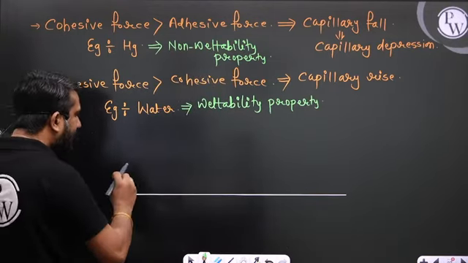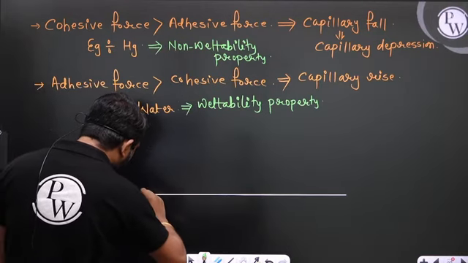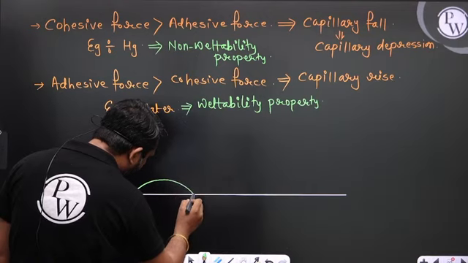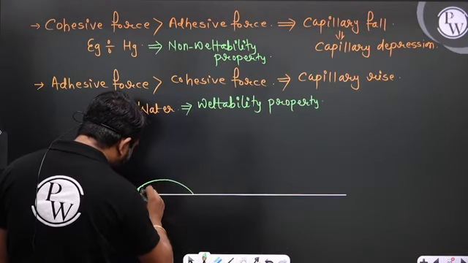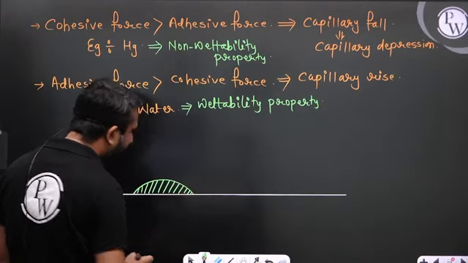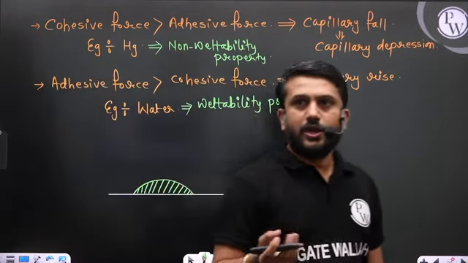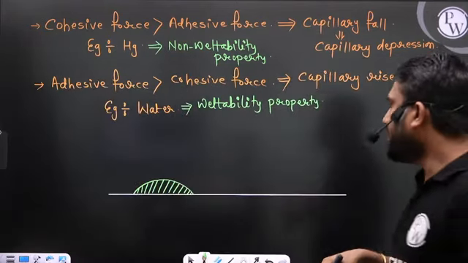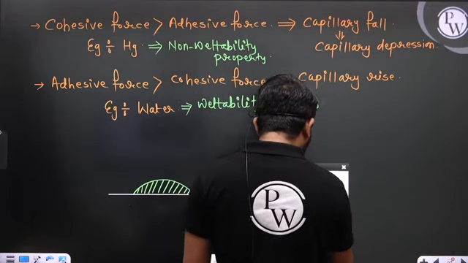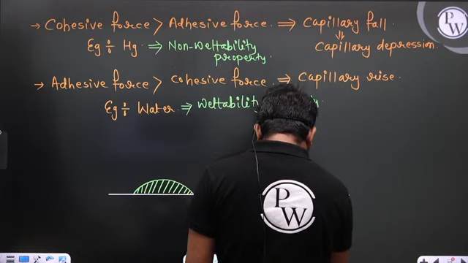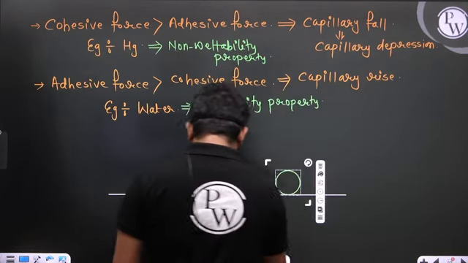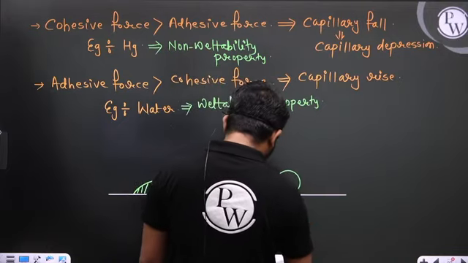So if you see the drop of water, beta, your drop of water is spread like this. Whereas if you drop mercury on this surface, your mercury droplet is like this. Tell me yes or no.